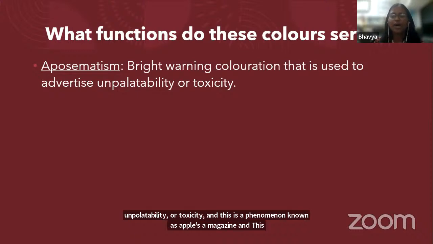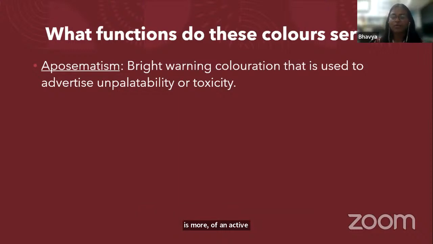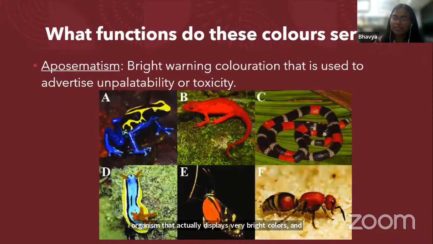And this is more of an active phenomenon where you have an organism that actually displays very bright colors and advertises that it cannot be eaten. And again, this is widespread across the tree of life. We see frogs, we see snakes, sea slugs, butterflies, ants, a lot of organisms that actually exhibit aposematism and or warning coloration, as it's commonly called.